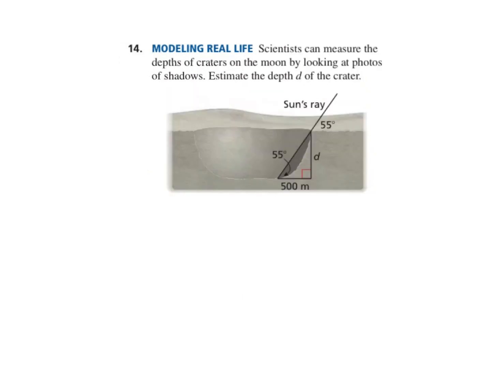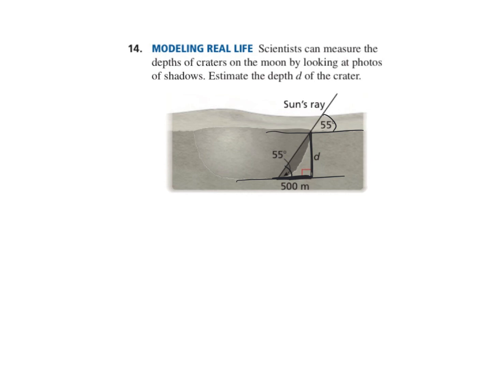Scientists can measure the depth of craters on the moon by looking at photos of shadows. Estimate the depth D of the crater. So we have the sun rays, which we know what angle they're going in at, 55 degrees. These are parallel lines cut by a transversal, so these two angles are the same. That's how they get the 55 degrees. And they get this length here, 500, and then they can do the depth.